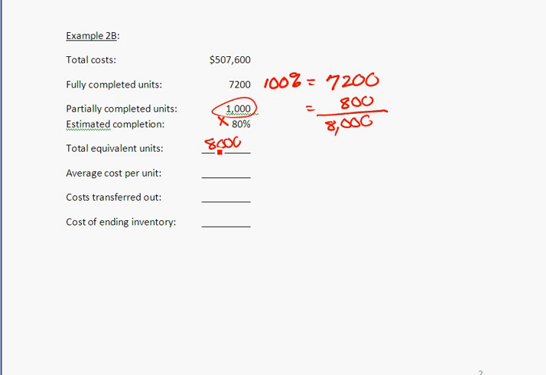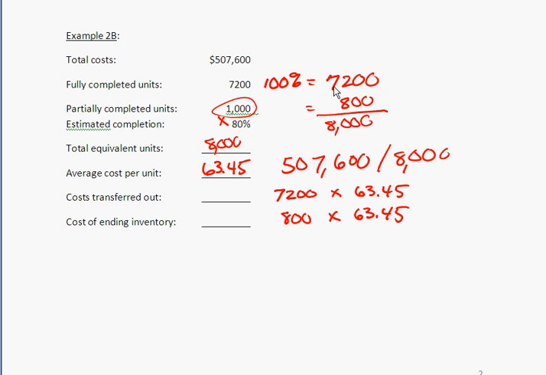To calculate our average cost per unit, we'll take our total cost, $507,600, and divide it by our 8,000 units, and we get a cost per unit of $63.45. The cost transferred out then will be our 7,200 units times $63.45, or $456,840. Ending work in process will be 800 times $63.45, or $50,700.